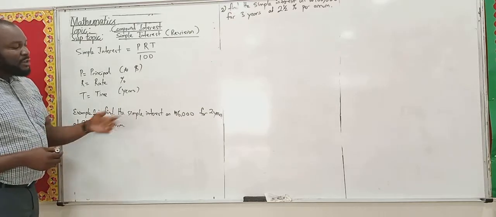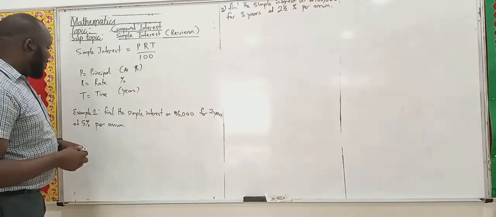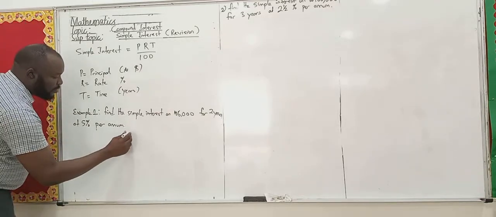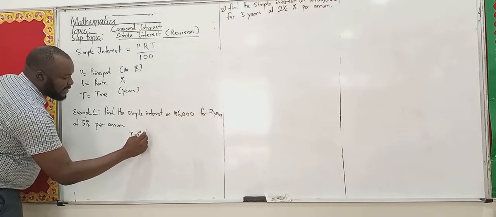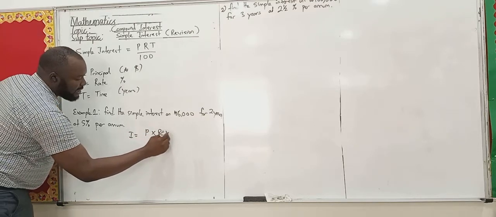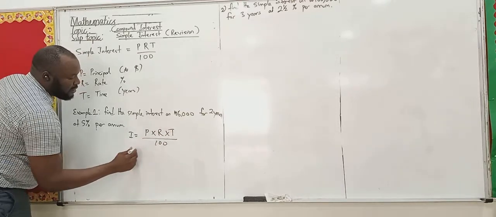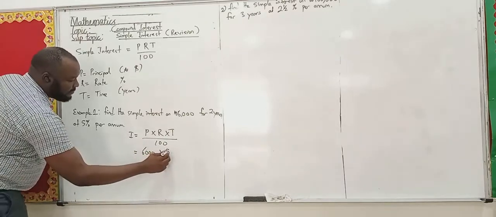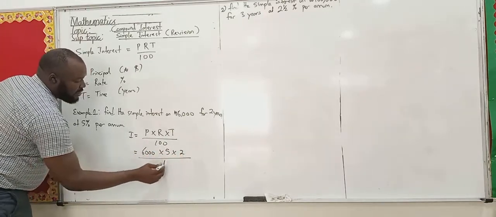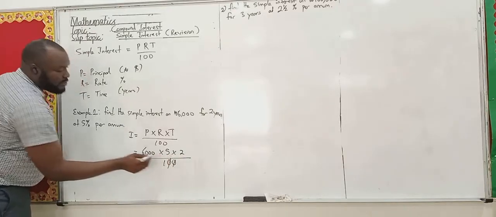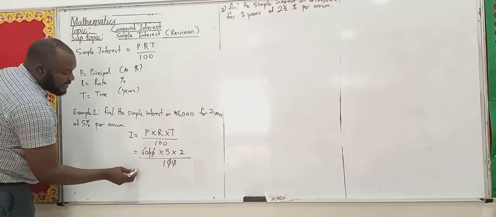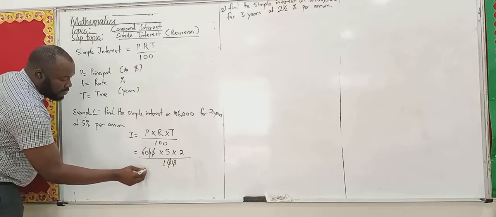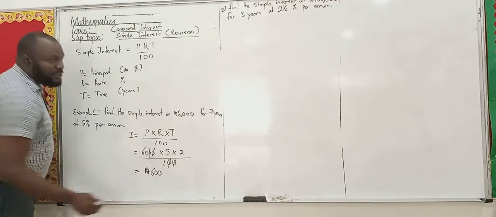The first question I have here, simple interest. Find the simple interest on 6,000 naira for 2 years at 5% per annum, or per year. So interest equals principal times rate times time over 100. That will give me principal is 6,000 times rate is 5 times time is 2 years. We divide by 100. 0 cancels 0, 0 cancels 0. You have 60 times 5 times 2. That will give me 600. So your interest is 600 naira.